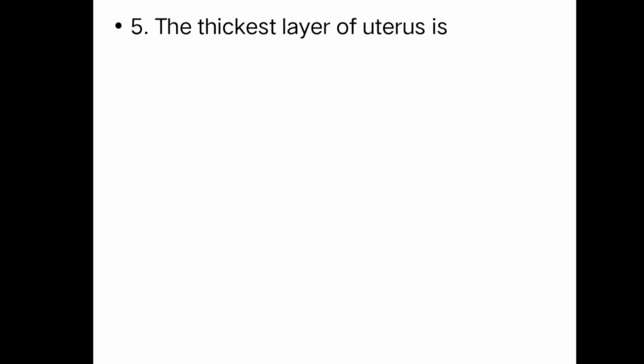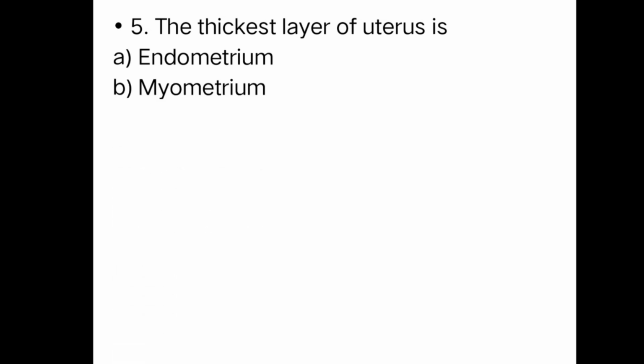So the last question is the thickest layer of the uterus. Among these four options, which is going to be the thickest layer of the uterus? Option A endometrium, option B myometrium, option C perimetrium, and option D peritoneum. This is also a very direct question. The uterus consists of three layers: perimetrium, myometrium and endometrium. The outer layer is the perimetrium, the middle layer is the myometrium, and the inner layer is the endometrium. The peritoneum is not at all related to the layers of the uterus.